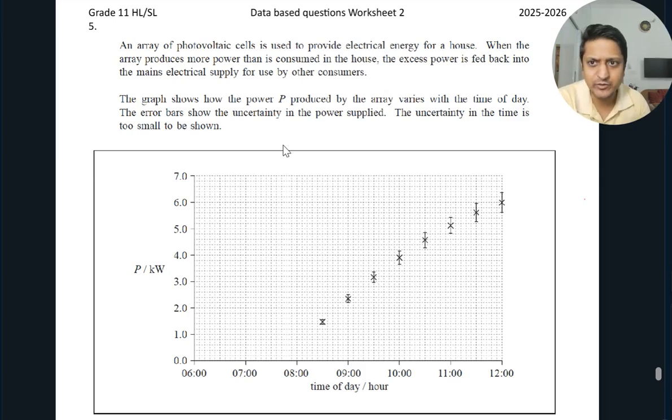So today we will be doing the fifth question from worksheet number 2, database questions, IB. Let's see what's there in the question.